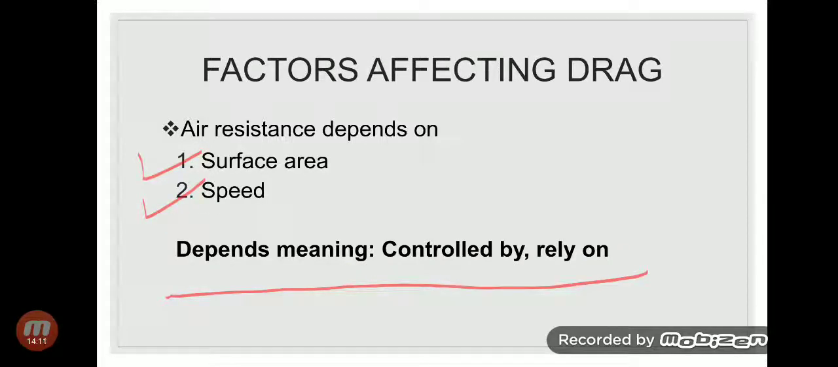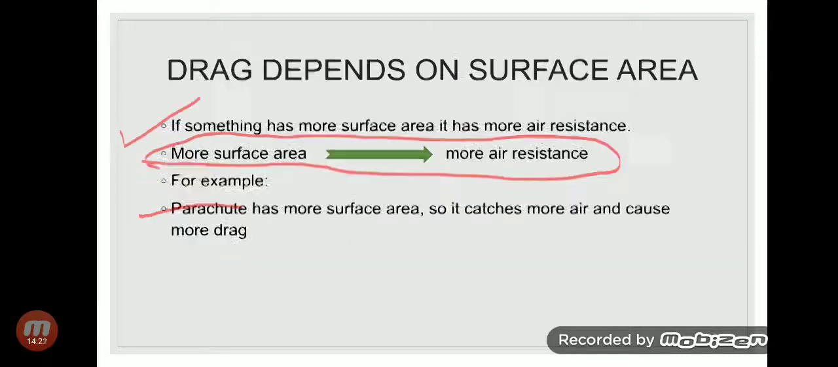Drag is controlled by, or relies on, two things: surface area and speed. Okay, surface area. If there is more surface area, there is more air resistance. If there is less surface area, there is less air resistance. For example, a parachute has more surface area, so it will catch more air and cause more drag.